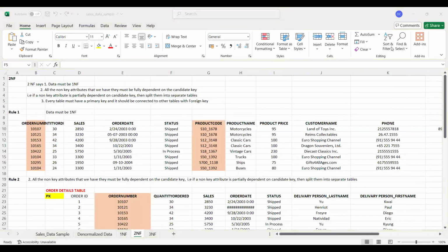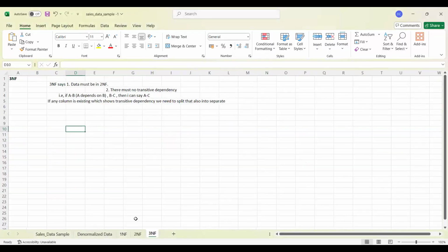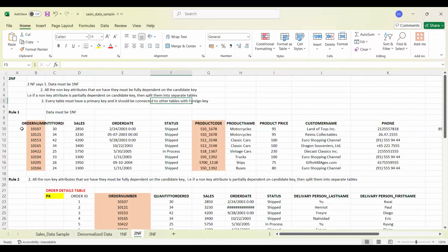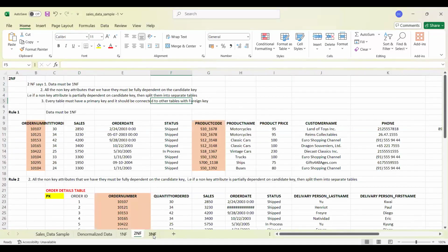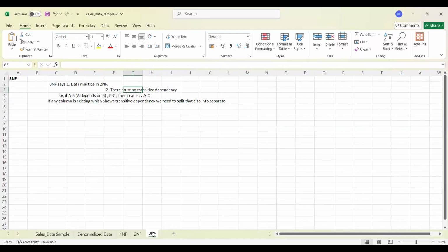So here, this is the 2NF. I cannot really copy everything here, but basically the first rule is that the data must be in 2NF, right? So on this data only I need to perform 3NF, correct? I'm directly copying what the data is after satisfying 2NF. So this data is in 2NF now, and for 3NF there should not be any transitive dependency. If we have any columns showing the transitive dependency, we need to split them into separate tables, right?